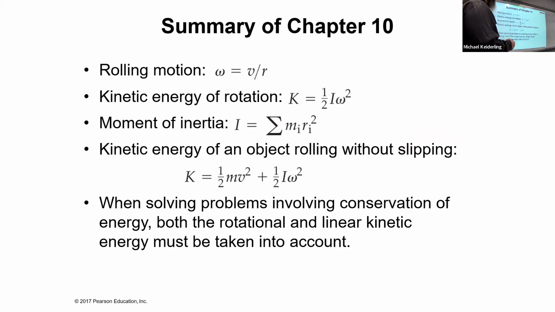The kinetic energy of rotation is 1/2 I omega squared. Moment of inertia is I, which is the sum of mass times radius squared for all the objects. And there are a few formulas we went over. Kinetic energy of an object rolling without slipping is 1/2 mv squared plus 1/2 I omega squared, where omega is v over r. And when solving problems involving conservation of energy, you need to take into account both the rotational and linear kinetic energy.